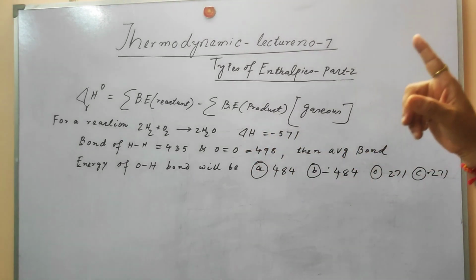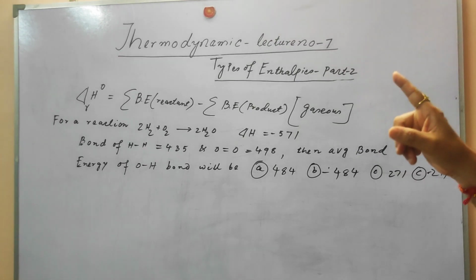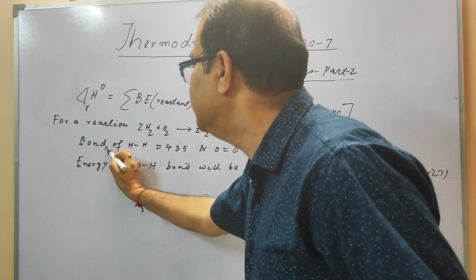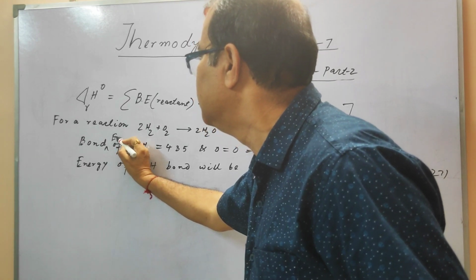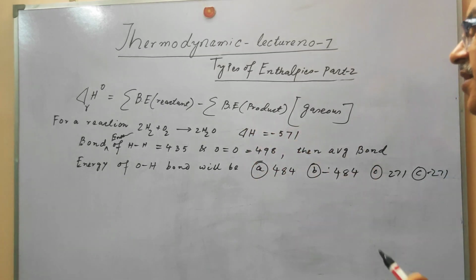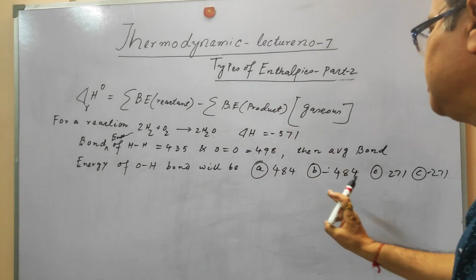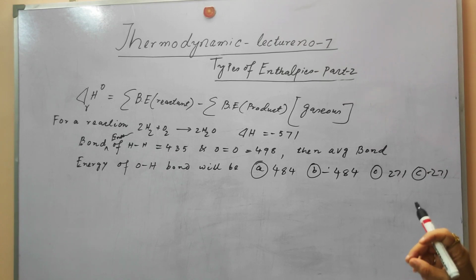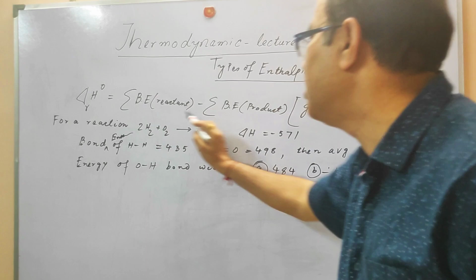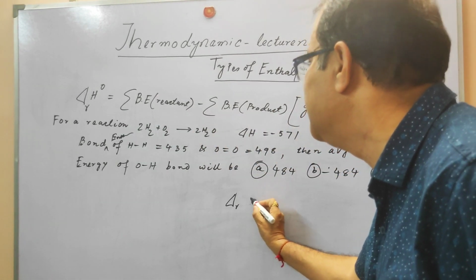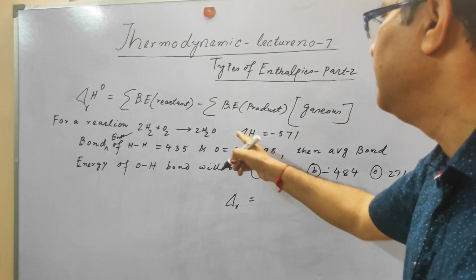In this case, you have been given the bond energies. You can see this is the bond enthalpy. The bond enthalpy of hydrogen is 435, oxygen is this, and then the average bond energy of OH will be that. The options are given. How do you do this? You just use a simple formula.